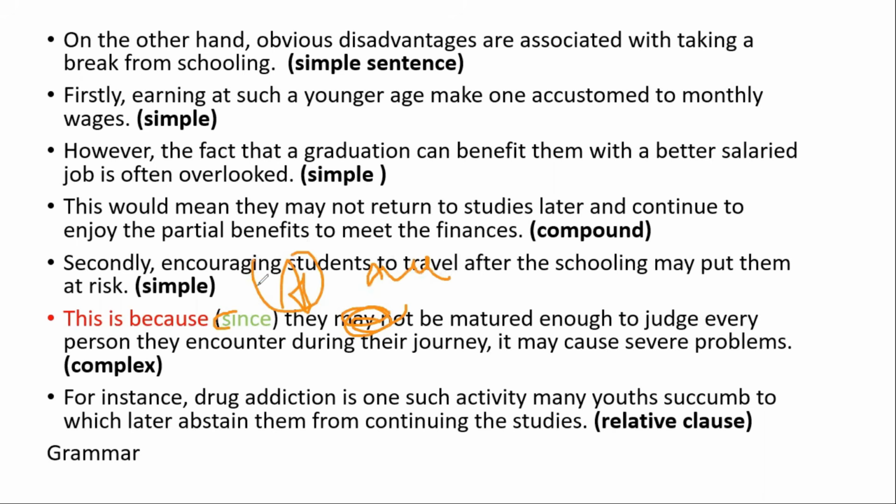Anything is fine, but start with a dependent clause. To judge every person they encounter during the journey, since they are not matured, it may cause severe problems. It becomes a complex sentence. It's actually very simple, isn't it? You just have to believe so and start practicing. So that is all about grammar.